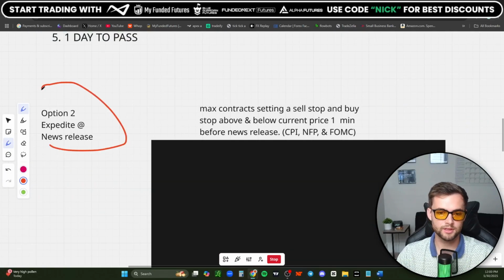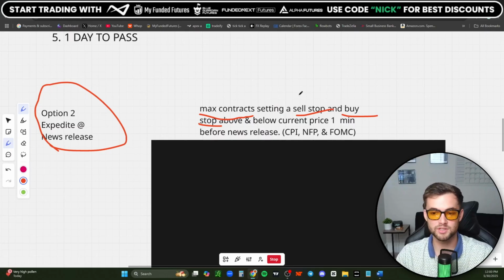And this is my favorite thing to do here. This is option 2. This is expedite at news release. I like to take the max contracts. I place a sell stop and a buy stop above and below the current price 1 minute before news release on CPI, NFP, or FOMC.